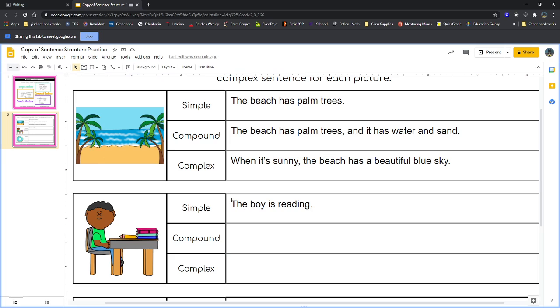Oh no, you didn't say boy, you said kid, right? Kid. Or you know what? We could also give him a name. I mean, it doesn't have a name for him, so we can actually just make one up. We can put Ben. Ben is reading.